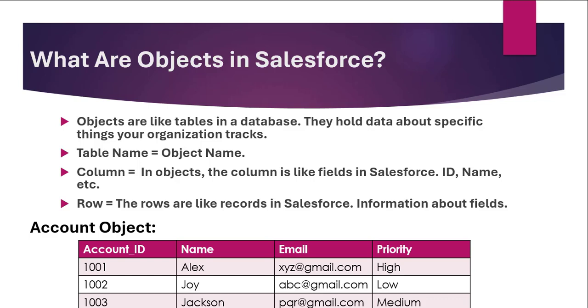Now in Salesforce instead of table name we use objects. Then the columns are fields, which are account ID, name, email and priority, and there are some different fields also. And then in the records we store information about the fields.